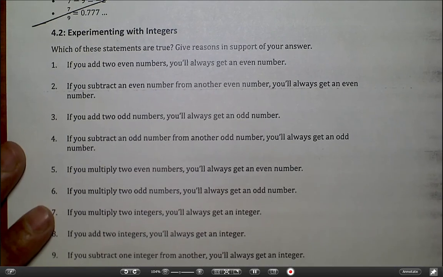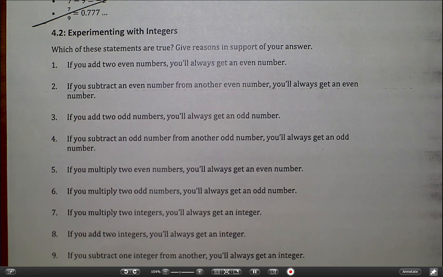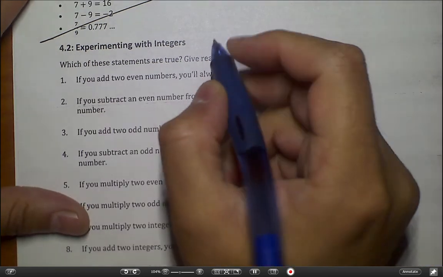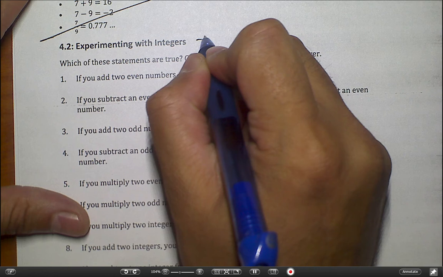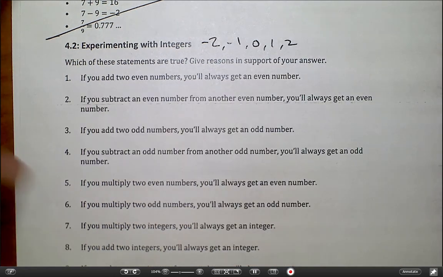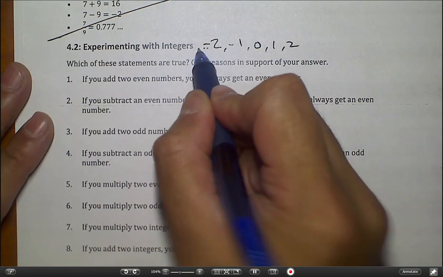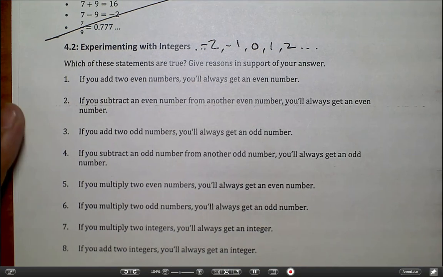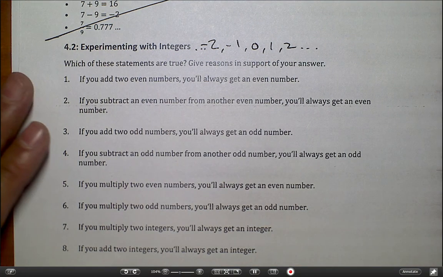So the next part is experimenting with integers. First, do you guys know what integers are? What is it? Yeah, numbers. I heard positives. Negatives and positives. So I'm going to give you guys a short number line of it. So like -2, -1, 0, 1, 2. So it is positive and negative numbers and so on, right? Both directions. Positive and negative.